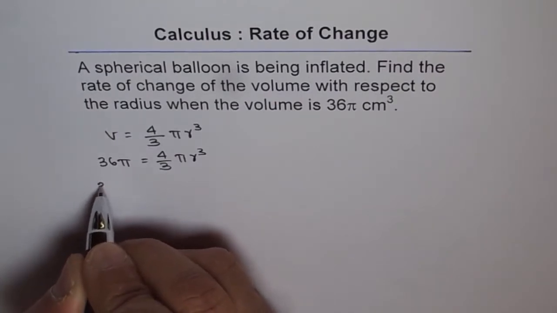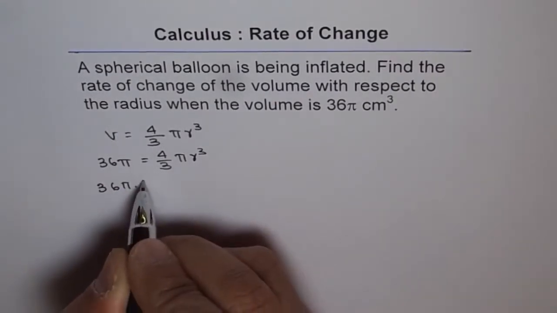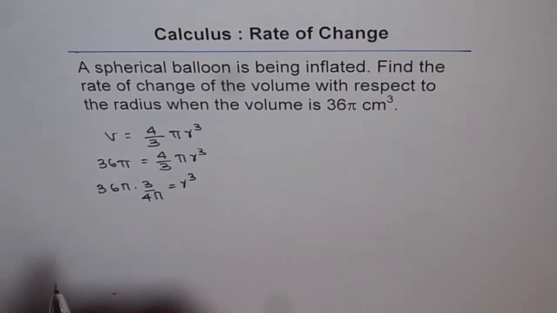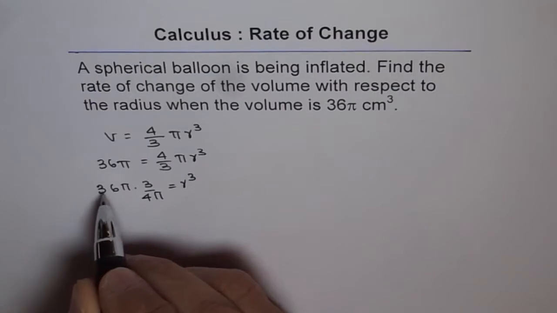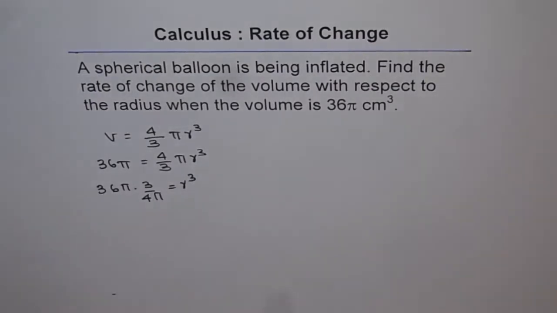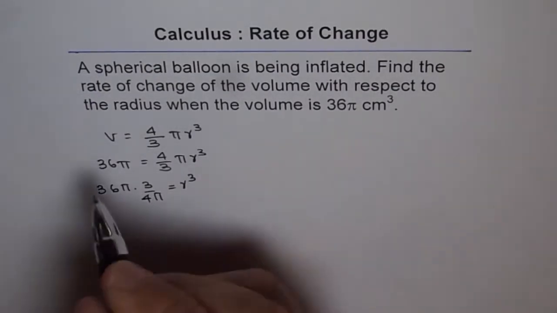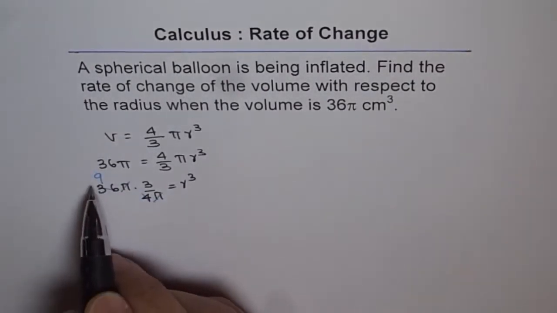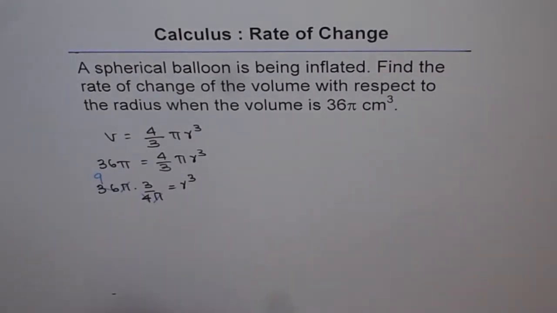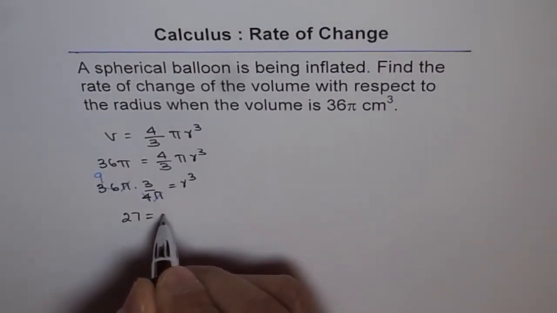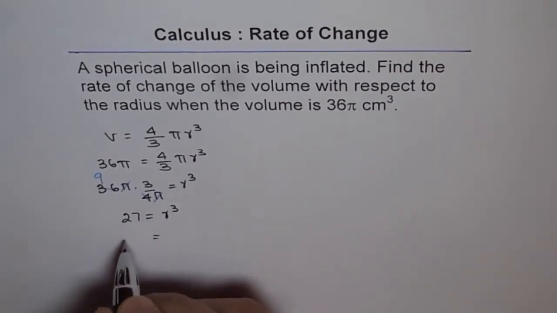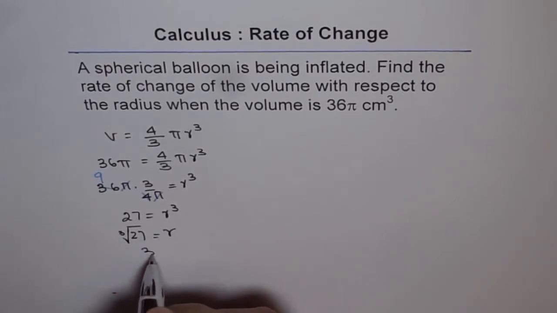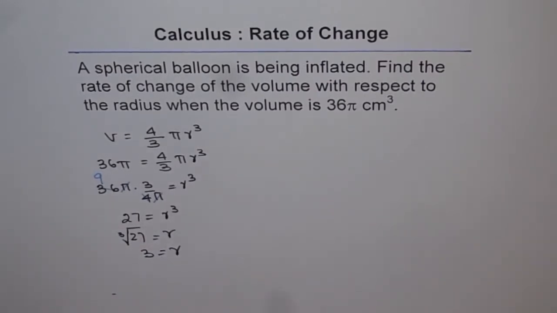So we can get 36 pi times 3 over 4 pi. That is r cube, right? Now here 4 goes 9 times, pi and pi cancel. So let me just show this work here. So 4 can go 9 times, pi and pi cancel. So we got 9 times 3, which is 27. So we get 27 equals r cube, and cube root of 27 is r, which is 3. So we get r equals 3.